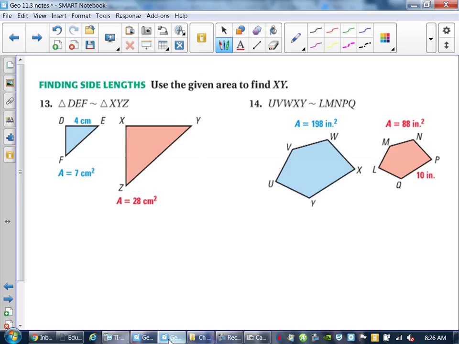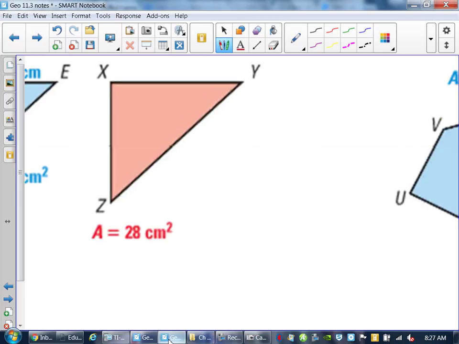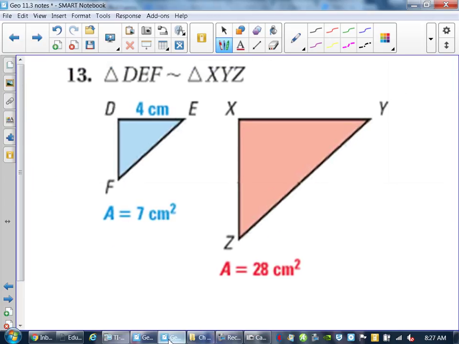All right, let's do this. And the idea of working backwards from areas to finding a side length. I'd like to figure out what that side length is. So we have a similarity statement. We have given areas. And I want to figure out sides. So let's take a second and draw it and work our way through it and see how we do.